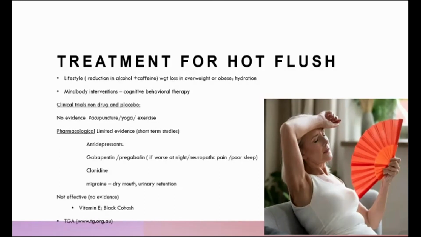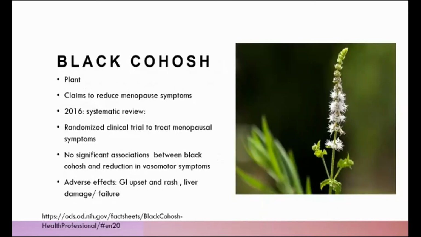and quality of life. Gabapentin, pregabalin, sometimes used, not as much evidence, but it can help, particularly if you have night sweats, because it's taken at night and it also can help you sleep. So that's, I guess, the side effect of the medication actually working in your benefit. Clonidine is also another drug sometimes used, and vitamin E and black cohosh I hear regularly from patients that they're taking, but there's no evidence to support it.